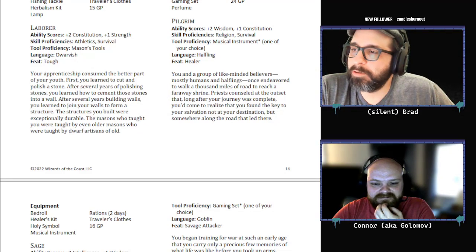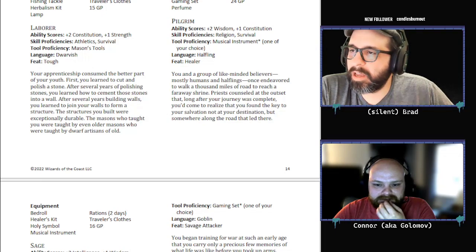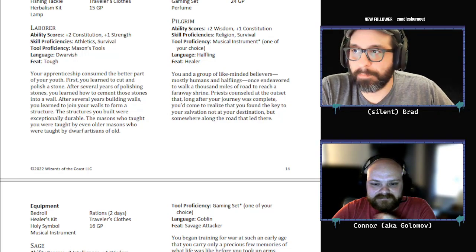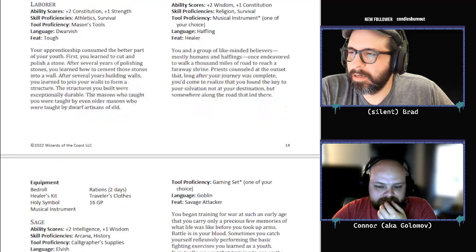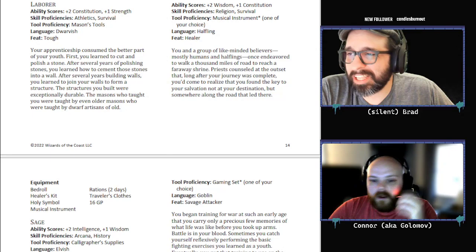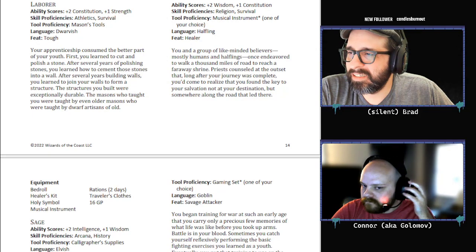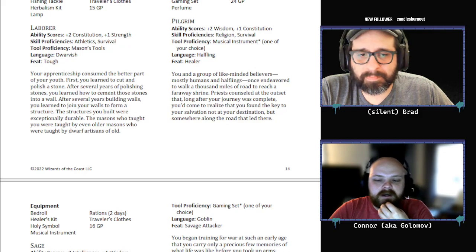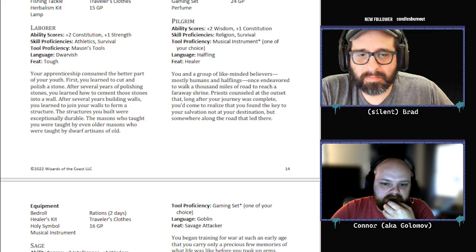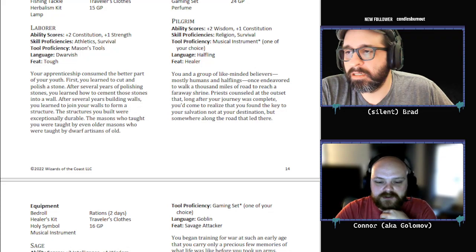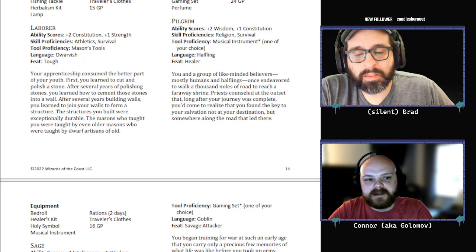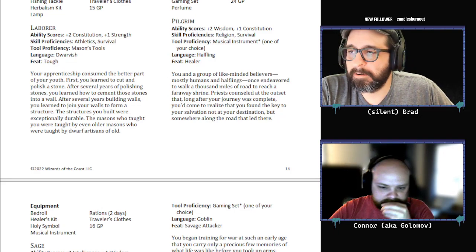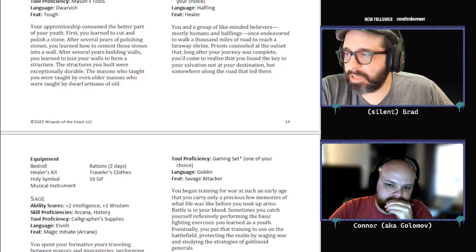Then we come into Pilgrim, Wisdom and Con, Religion and Survival. Survival makes sense because you're a pilgrim, so you're walking from one church to the next across country. Musical instrument, Halfling, I don't quite get. I think that goes with the halfling's nature, wanting to wander and adventure. They do like a pilgrimage before they go home, right? They travel all over the place. That makes a lot of sense, actually. Then they get the Healer feat.